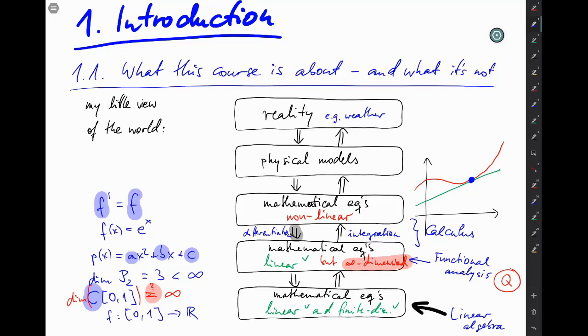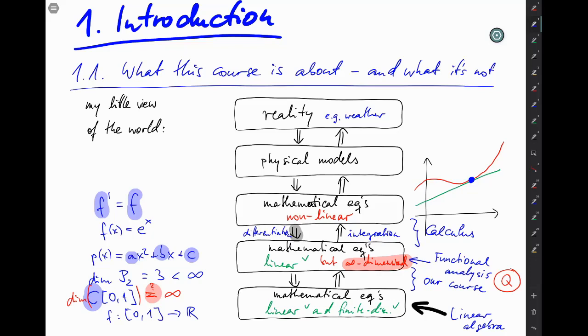Okay, and now here we go. The step between linear algebra and functional analysis. This is what our course is all about. Our course is trying to understand or build a bridge between infinite dimensional and finite dimensional linear mathematical equations.